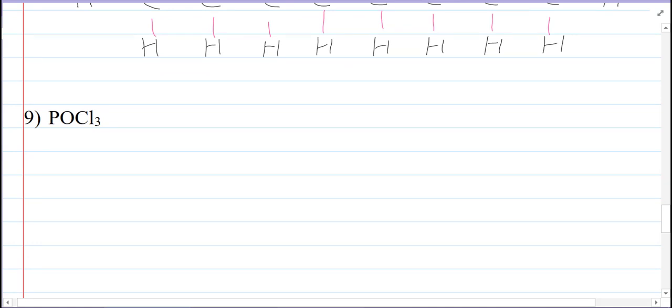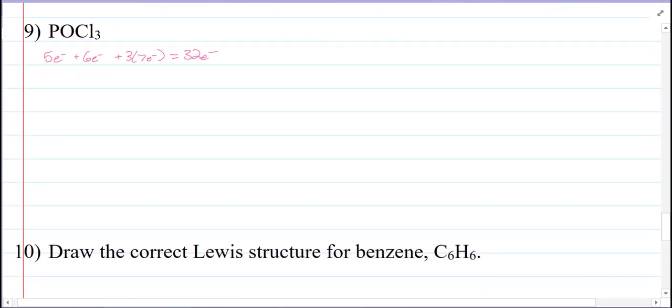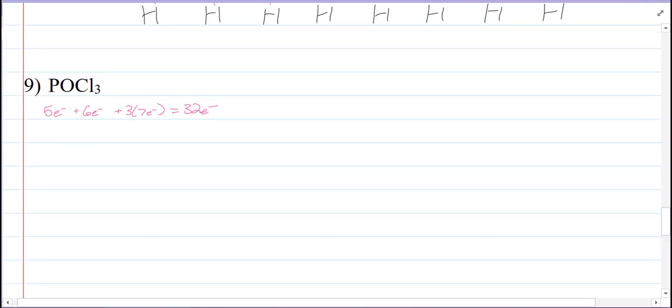Number 9. POCl3. Well, let's look at the electrons for this one. 5 electrons plus 6 electrons plus 3 times 7 electrons. 21 plus 11 is 32 electrons. Central atom. Looks like it's P.